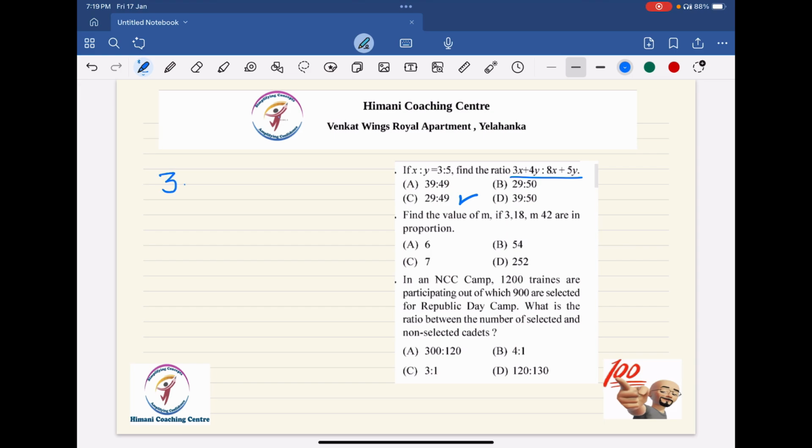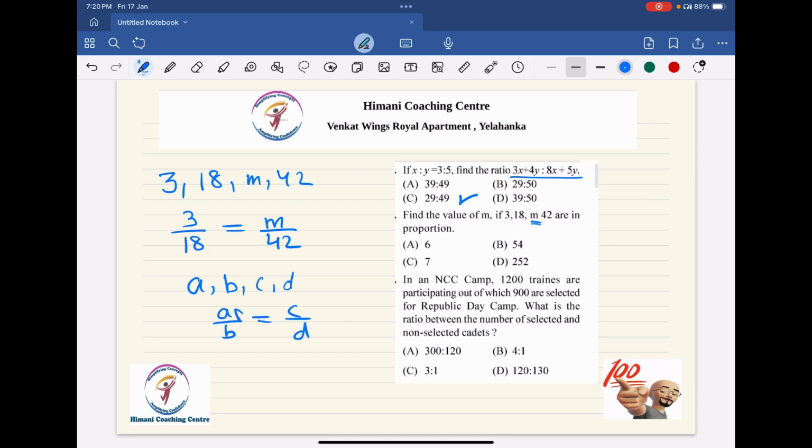See, when the question says that 3, 18, m and 42 are in proportion, it simply means 3 by 18 equals m over 42. And we have to find the value of m. Basically, just remember, if you are given a, b, c and d are in proportion, it means a by b equals c by d. We can also say that a into d is equal to b into c. That's the formula part of it.